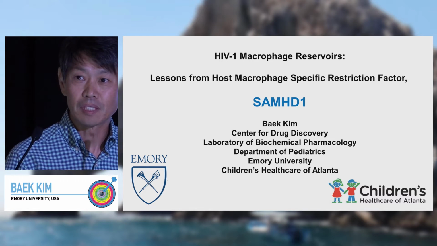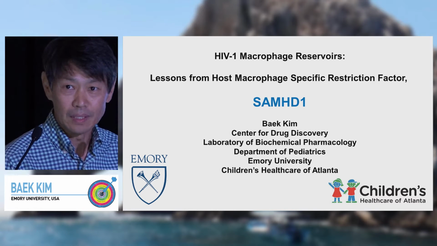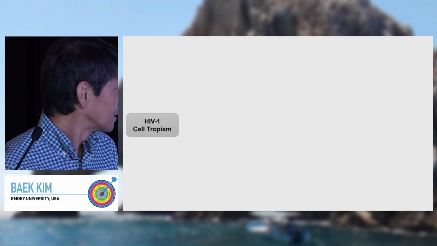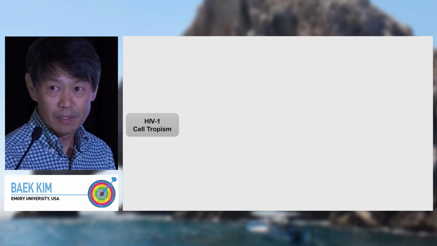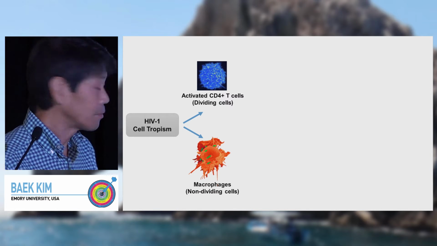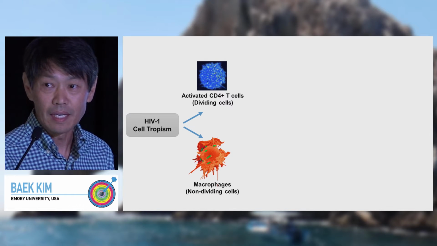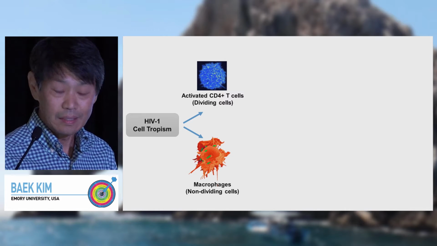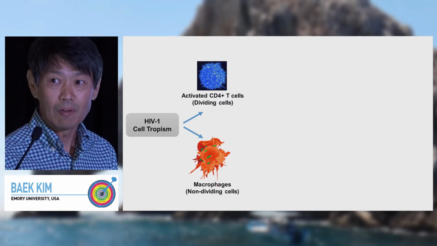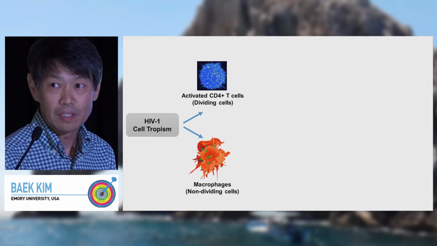a myeloid cell-specific restriction factor called SAMHD1 that Mario already explained. So, a very brief, fast background. HIV infects two different cell types, activated CD4 T cells and non-dividing macrophages. However, HIV-infected T cells show a totally different outcome compared with HIV-infected macrophages.